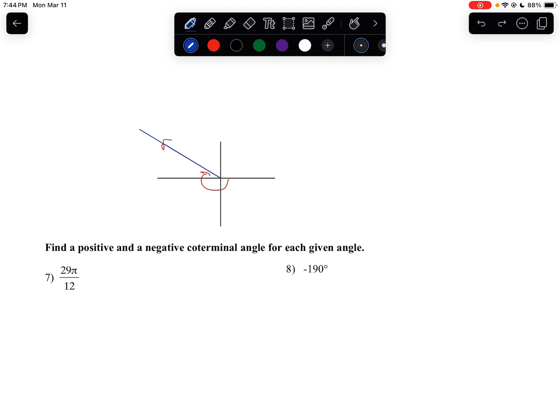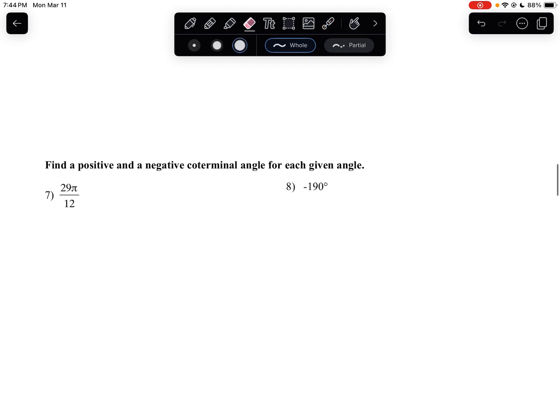But in either case, a coterminal angle just means two different angles that share the same terminal side. That's all it means. So you get coterminal angles by rotating 360 degrees from wherever the angle is measured from. So I'll start with A.